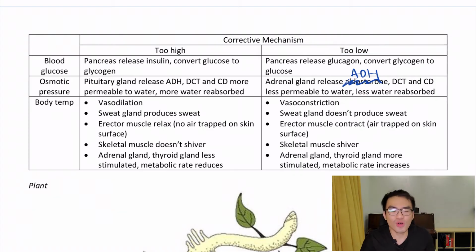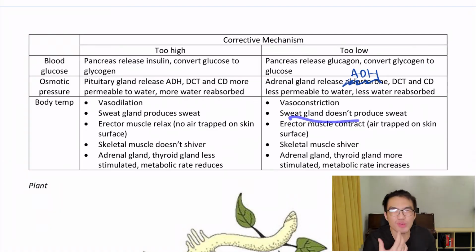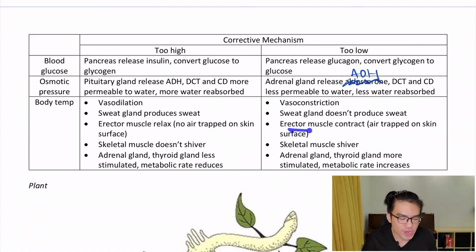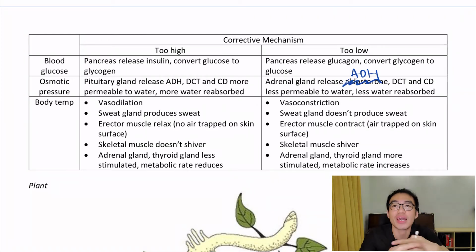When you are too cold, you do vasoconstriction. This is to reduce blood closer to your skin so that you don't lose heat. Sweat glands don't produce sweat, obviously you don't sweat in cold. Erector muscles contract, meaning they pull your hair up to trap air, to act as an insulator of heat. Skeletal muscle, they will shiver. This is to generate heat.